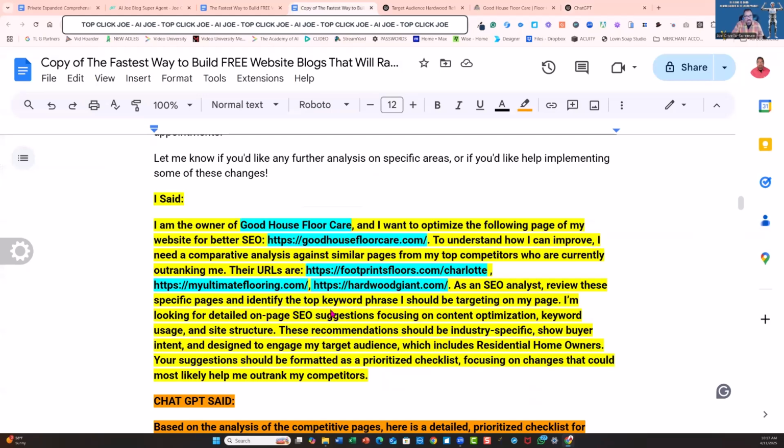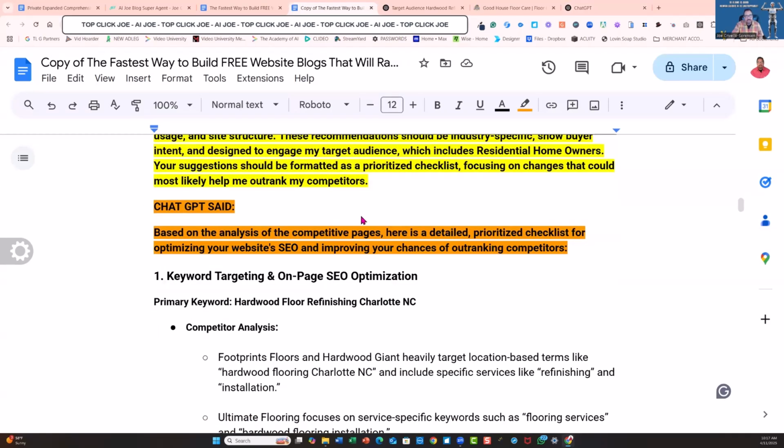All right, let's keep going. All right, so all this is here. Now ChatGPT said, based on the analysis of the competitive pages, here is a detailed, prioritized checklist for optimizing your website's SEO and improving your chances of outranking competitors. Now it knows about the competitors. Now I want to beat the competitors. What are they doing? What do they have in common? How are they beating me?